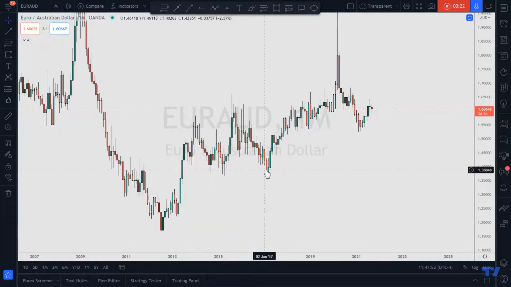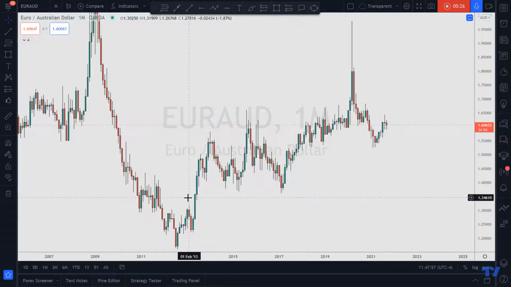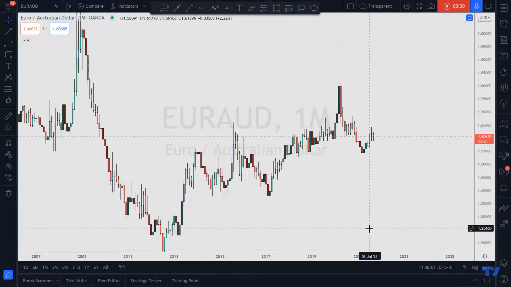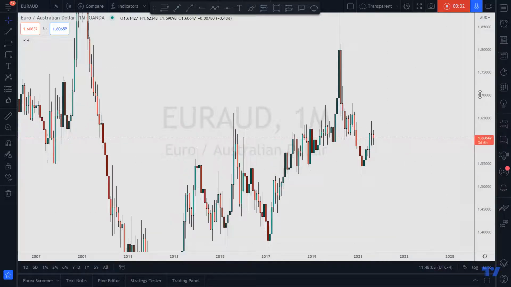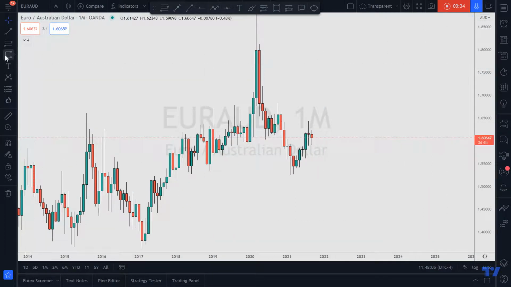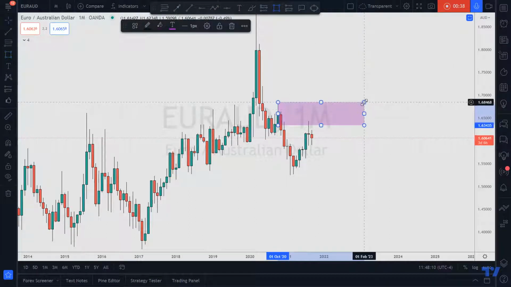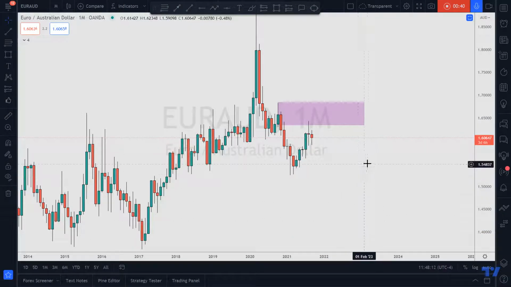I see higher lows, higher highs. Looks like we are moving bullishly in this market. Now, I want to make note of the closest order blocks. All right, on this monthly time frame, I got one here that caused price to turn here.